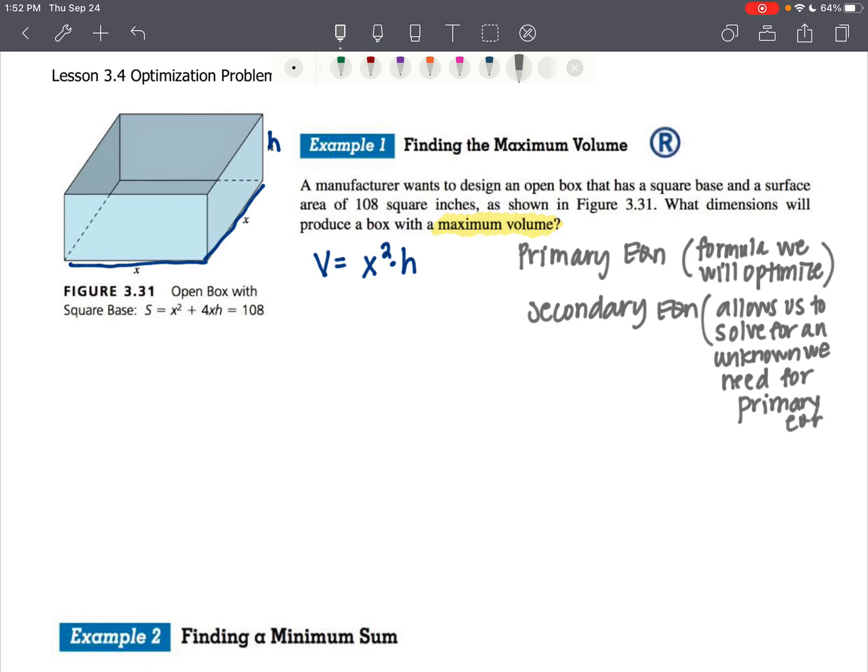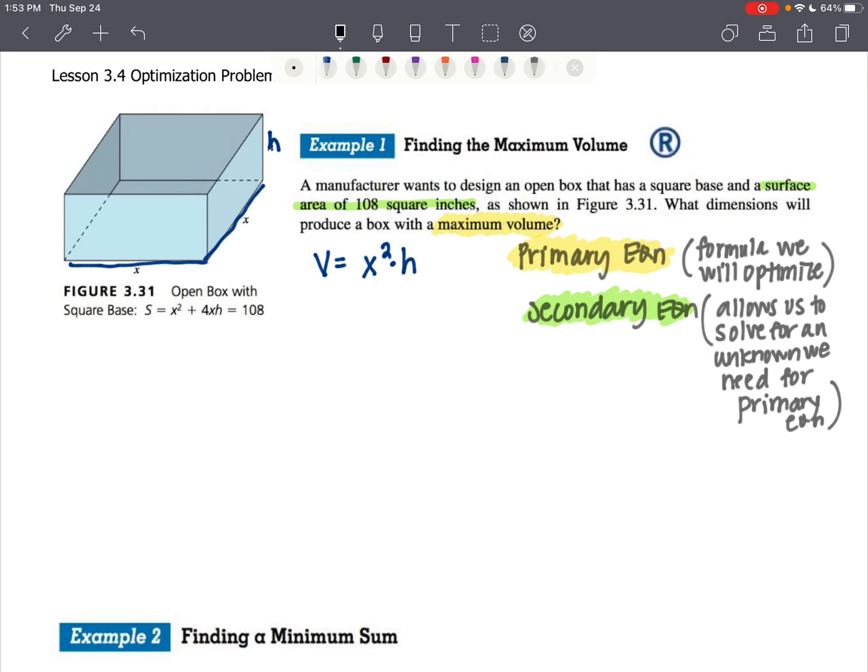So they're going to give us two pieces of information. One is the primary equation, what we want to maximize or minimize. I'm going to highlight that in yellow. The primary equation is connected to whatever it is that we want to optimize. And then the secondary information is going to allow us to write a secondary equation. That's going to be the surface area, so the surface area of 108 square inches.